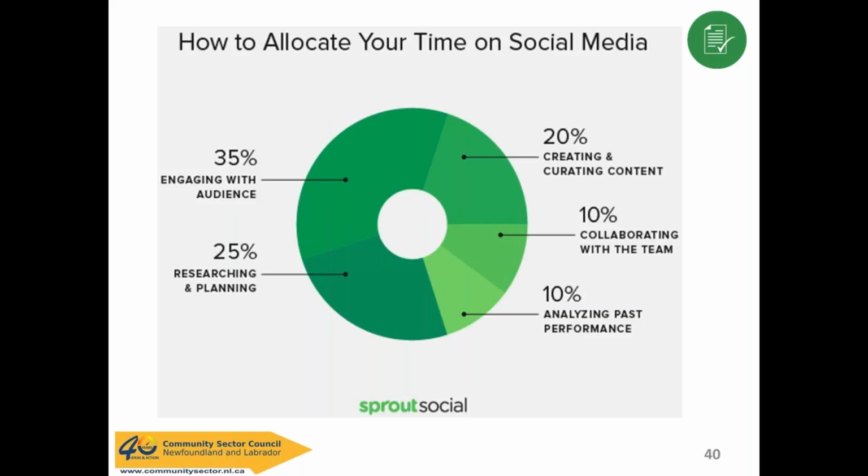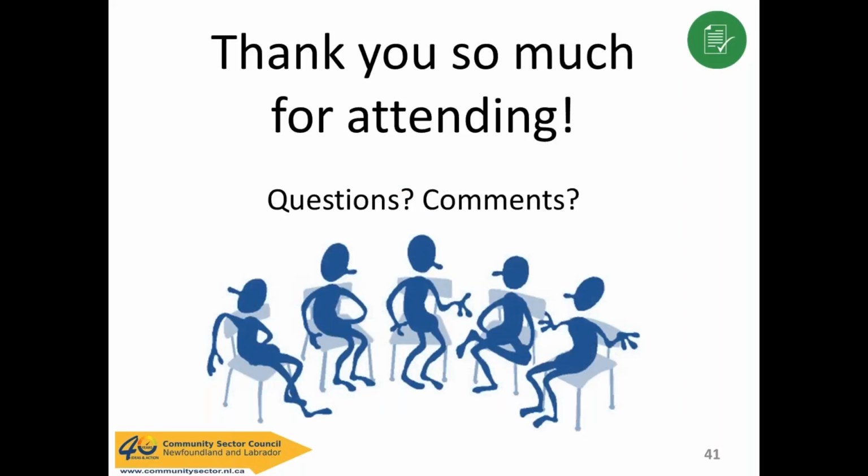25% could be researching and planning. So this might be researching new social media platforms that you could be on, researching new features like some of the ones we mentioned in previous slides, and researching what industry leaders or others are putting up there. And this can help you with the 20% up in the top right corner for creating and curating content, which has been the second half of the webinar. And then 10% they suggest would be dedicated to collaborating with your team, and the last 10% on analyzing past performance, like using those analytics tools we talked about to see what content is still working or what you might want to phase out.